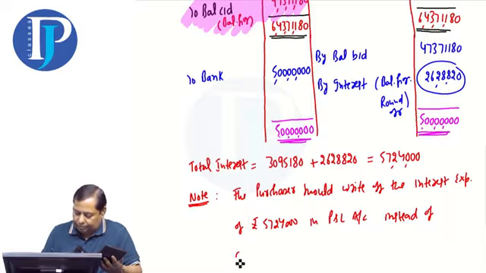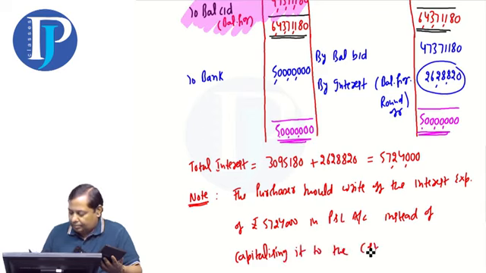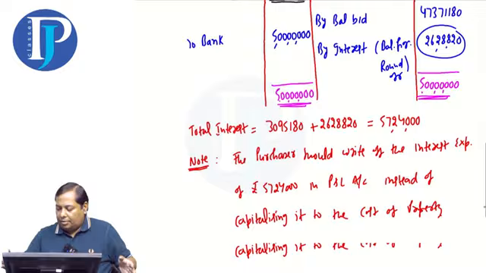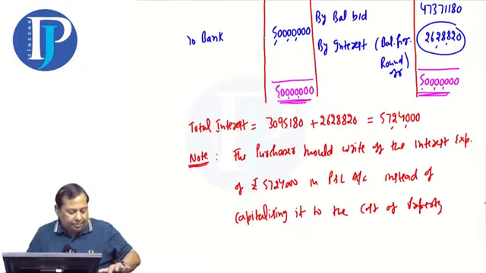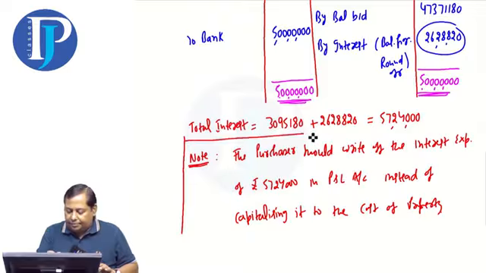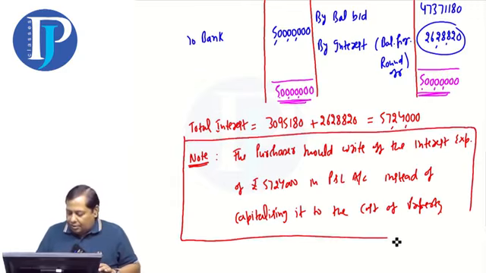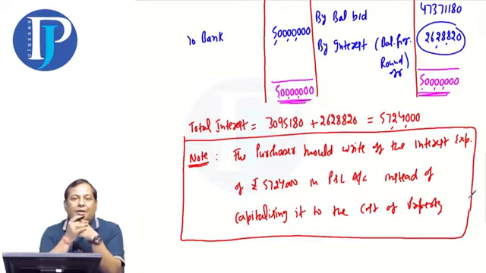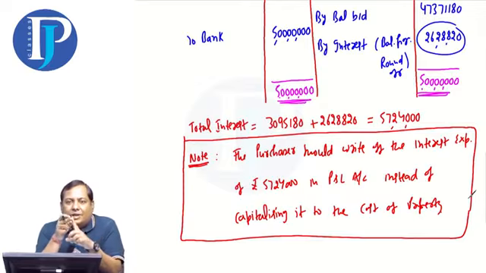Instead of capitalizing it at the cost of property, there is no need to add it to the property cost. We'll expense this in the profit and loss account. And I don't think there will be any problem with this question for you. The purchase was made by cash. Self-construction. The deferred credit has been completed. The example and question also done. Now everything should be absolutely clear to you.